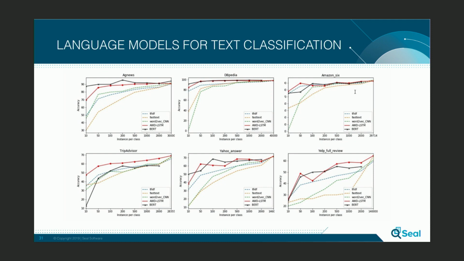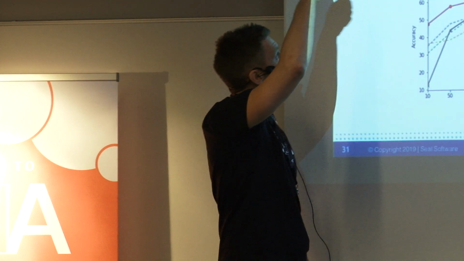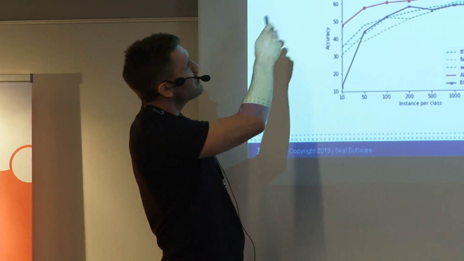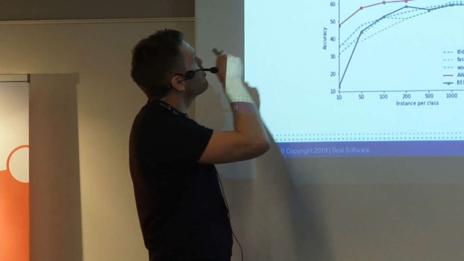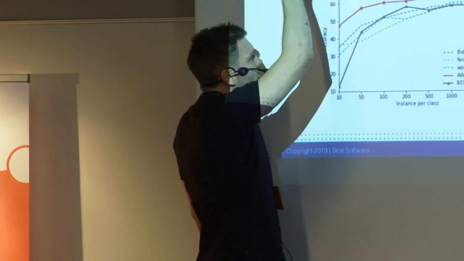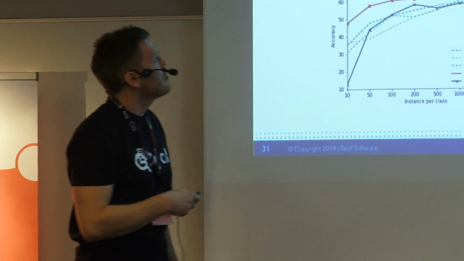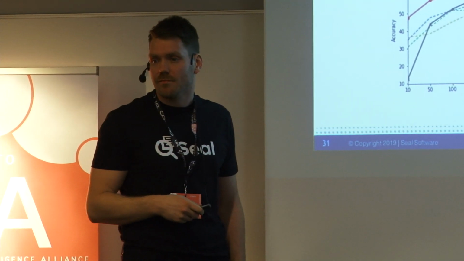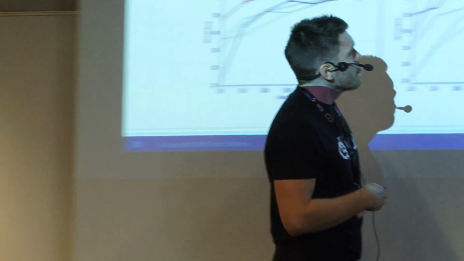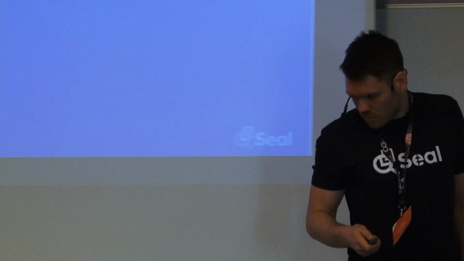The black and red are pre-trained language models, and the other ones are not pre-trained language models, but pre-trained in some other way. And you see the same sort of phenomenon occurring here: you don't need many examples in order to get a good accuracy. All right?